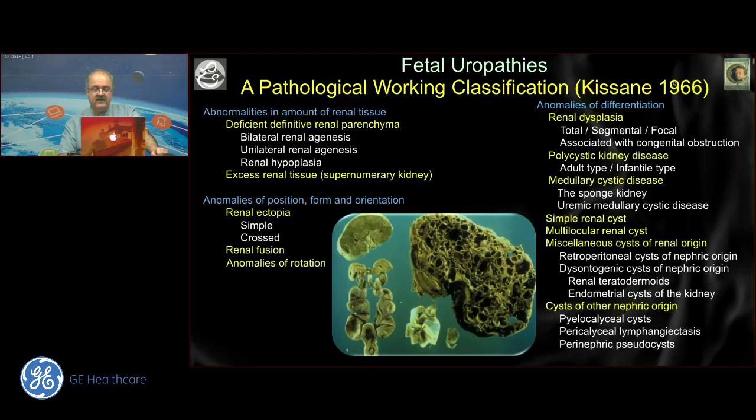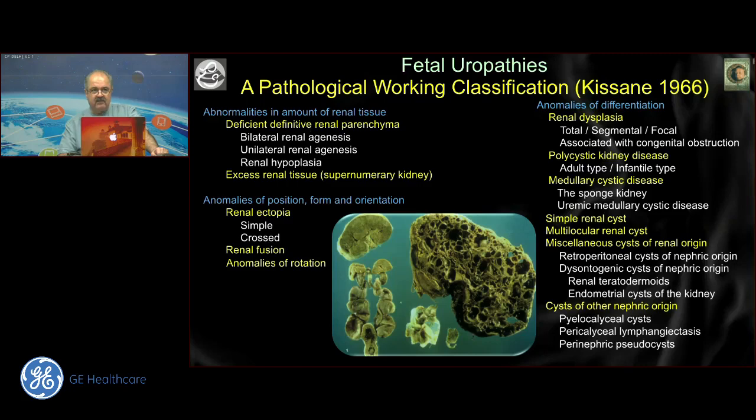And this is because it helps us to think correctly and classify disease that we're going to be looking at in terms of a reasonable perspective of what we see on imaging and what needs to be done in terms of a complete diagnosis, a prognosis, and a follow-up. So we have abnormalities in the amount of renal tissue. We have anomalies of renal position, the shape of the kidney and orientation of the kidneys. We have anomalies of differentiation, and in this we have several categories which we will discuss.